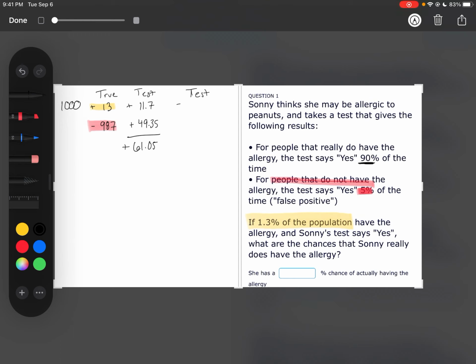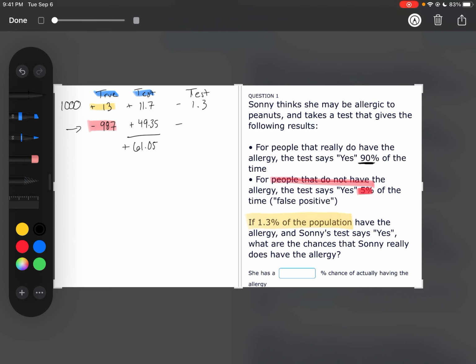Now we need to figure out our testing negative column. So basically to solve this, all we do is we take our two values from our first column and from our second column, and we subtract them. And that should give us the total. So if we have 13 people and we've accounted for 11.7 of them already, that means 1.3 are left over. So 1.3 have tested negative.